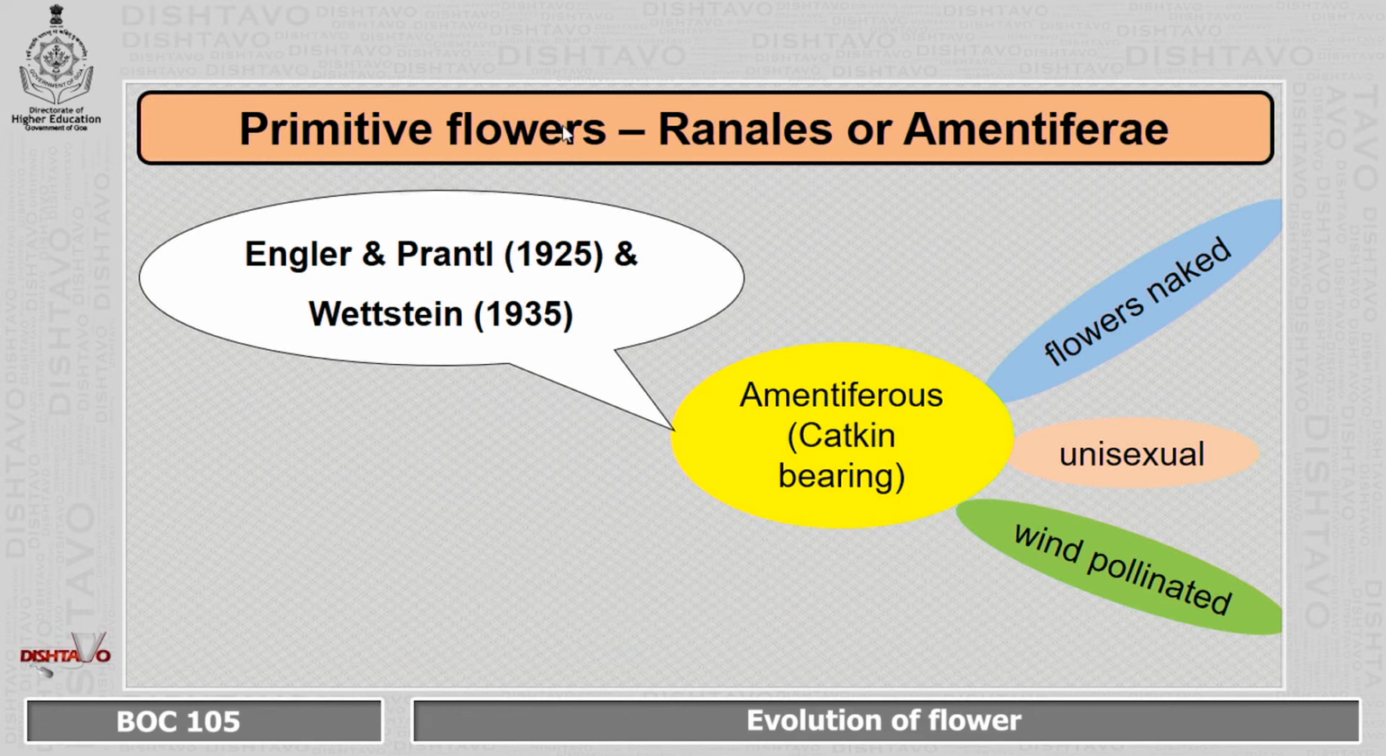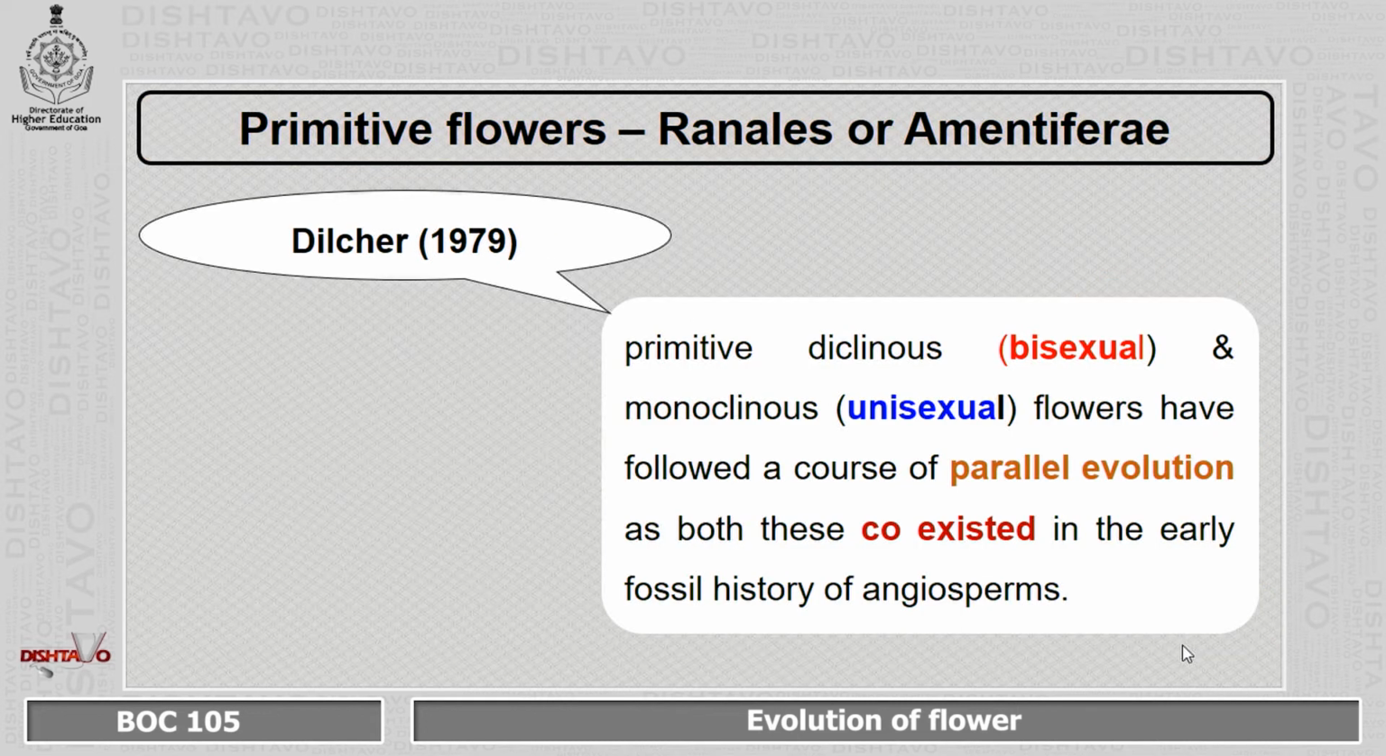Whereas, according to Engler and Prantl 1925 and Wettstein 1935, Amentiferae, which are catkin bearing flowers, are primitive flowers because the flowers will be naked, unisexual and wind pollinated. Whereas, Meeuse 1979, according to him, primitive diclinous, that is unisexual, and monoclinous, that is bisexual, flowers have followed a course of parallel evolution, as both these coexisted in the fossil history of angiosperm.